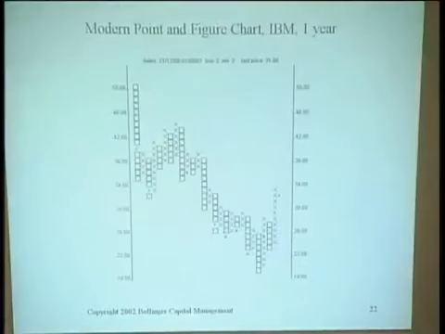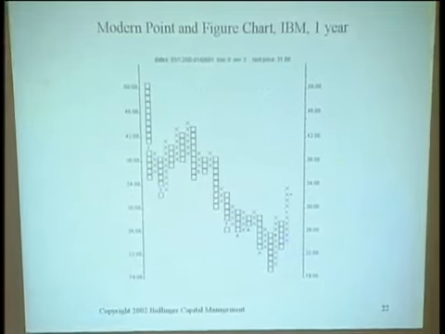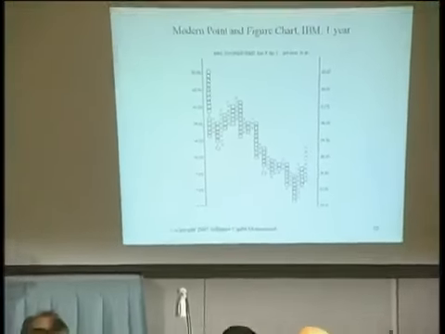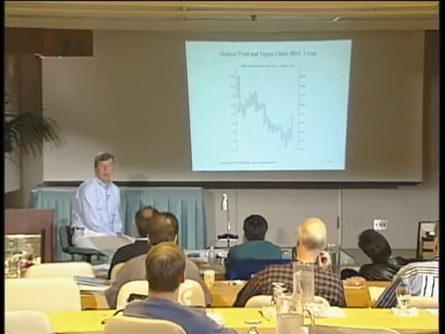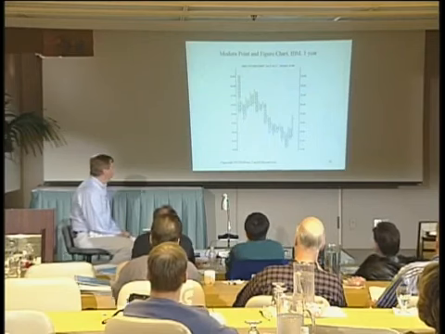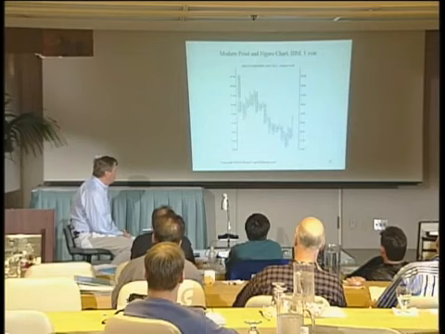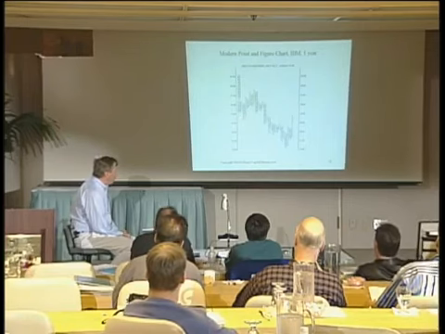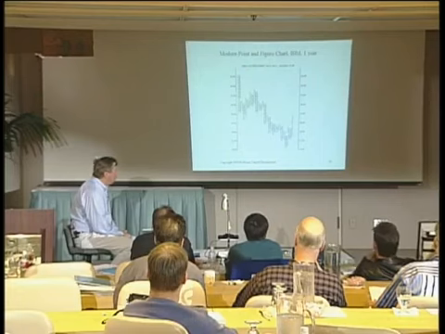Here's a modern point and figure chart of IBM. The circles represent declining prices. The boxes represent increasing prices. The 2 that you see is the digit representing the number of the month. That was the first box that was drawn in February. The 3 would be the first box that was drawn in March. This would be the first box. The A is the first box that was drawn in October. The B would be the first box that was drawn in November, and then there was no box drawn in December.